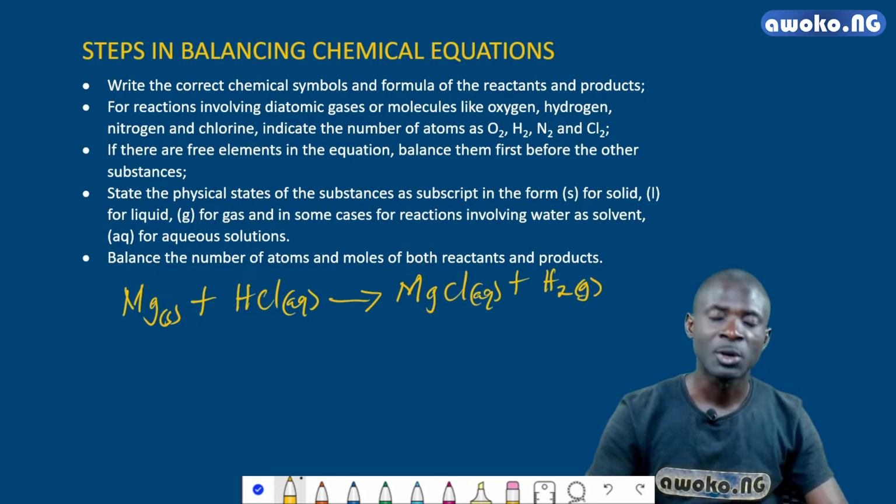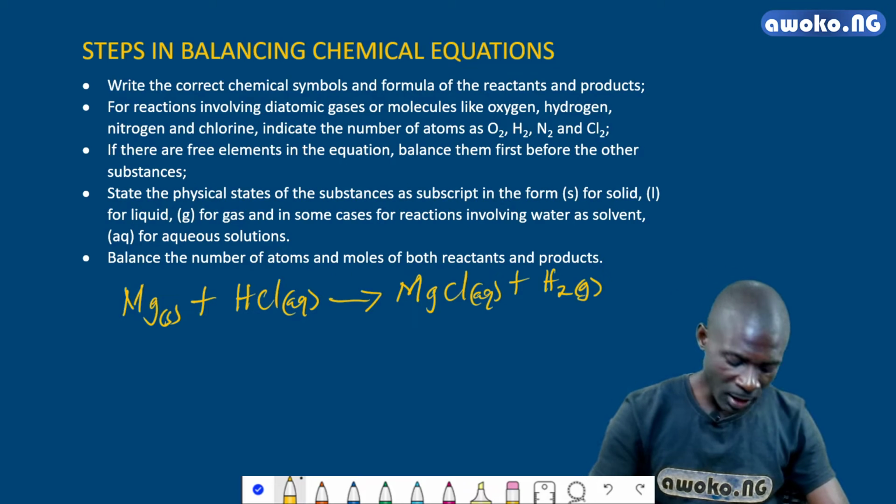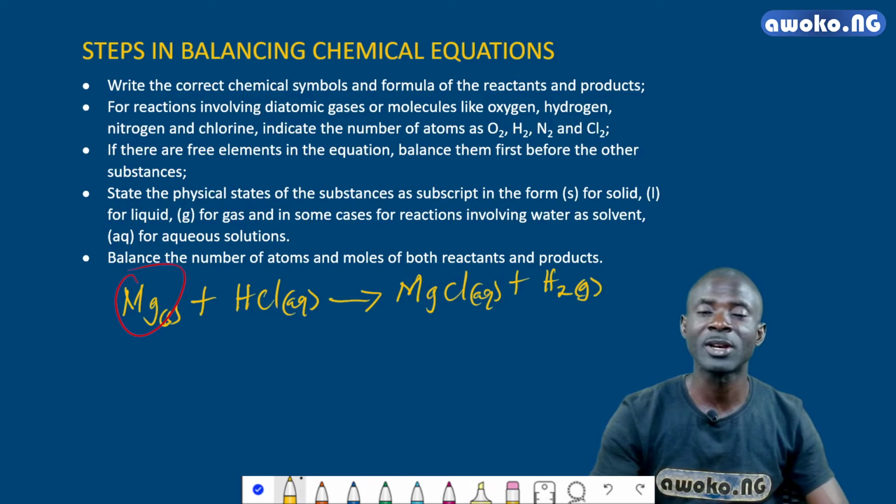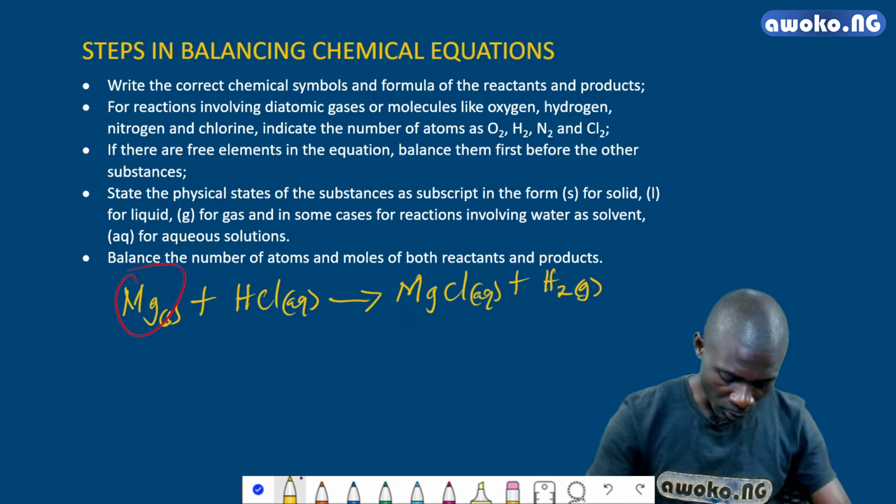So in such a case, we try to balance the free element. A free element here is magnesium. So we try as much as we can to balance the free element before we take a look at the other atoms or the other substances in the equation.